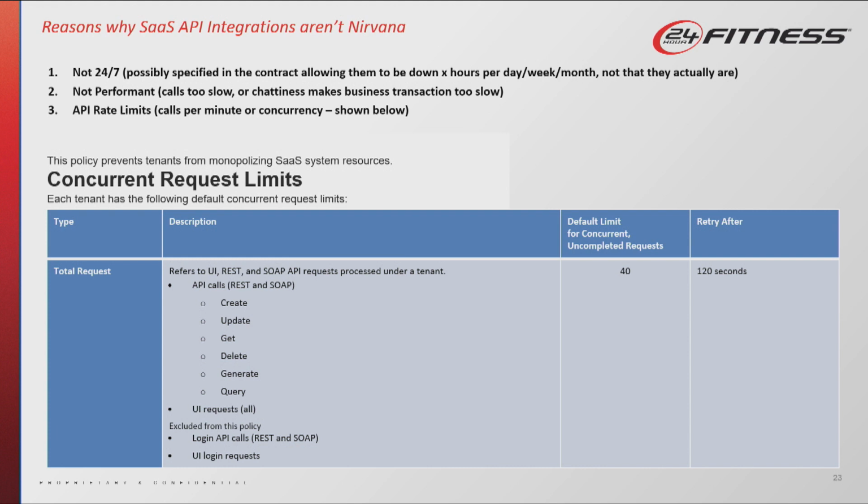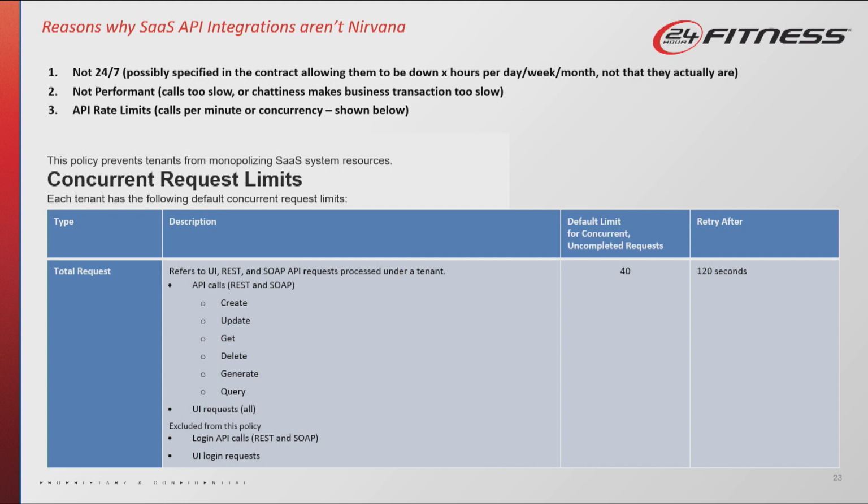So I talked about API rate limits. I think I talked about all these use cases, but it goes into the point that SaaS systems aren't nirvana, depending on your business. We're a 24/7 business. But there are a few reasons why a SaaS solution's APIs may not be nirvana. We talked about this one: maybe they're down, they're not 24/7, or contractually they are allowed to be down and you need to protect your business.